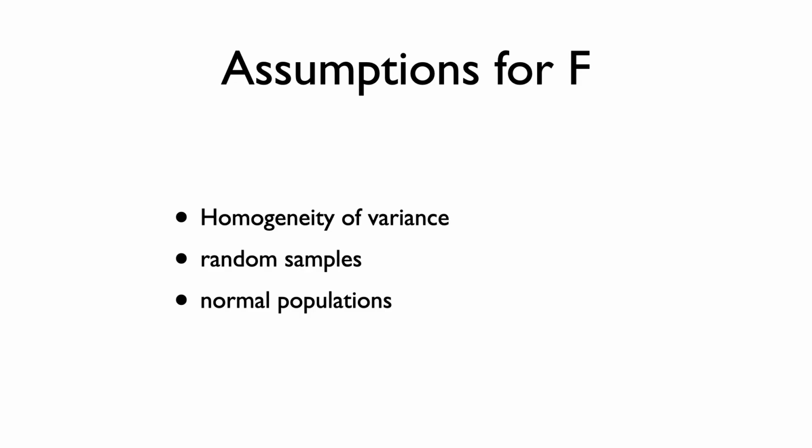All right. So those are the assumptions that we make for the F tests we're going to do. We have to do 3 F tests. We do one for A, one for B, and one for the interaction. All right.